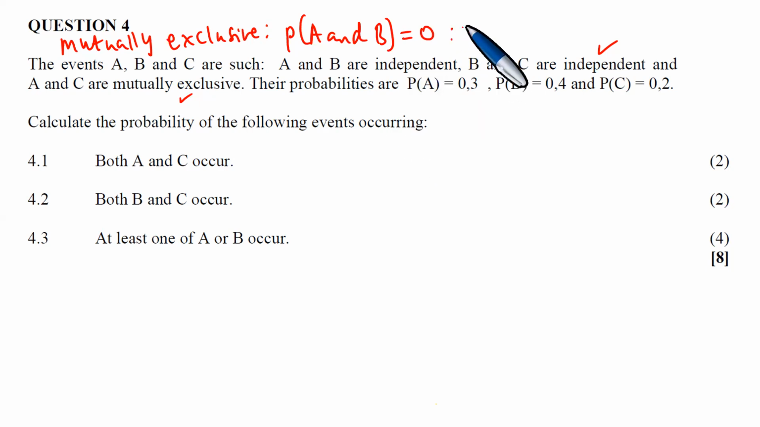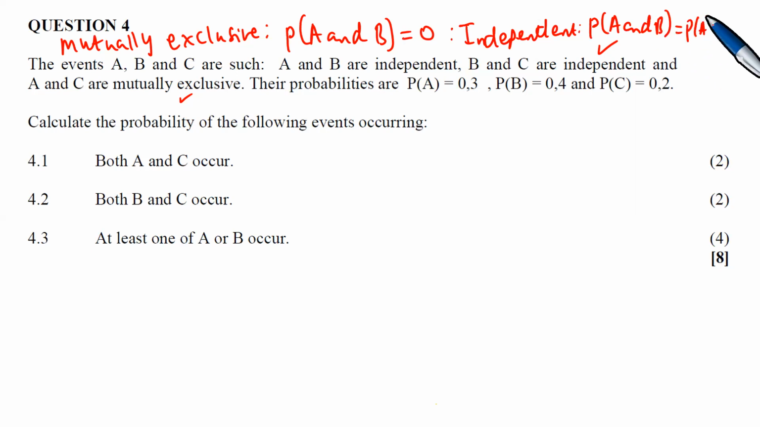Similarly, we speak about independent events. Independent would be that the probability of A and B is the probability of A times the probability of B. So this would be independent.